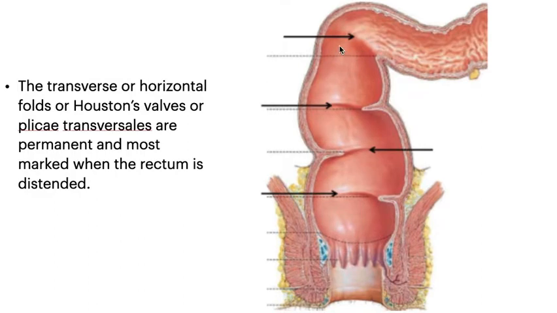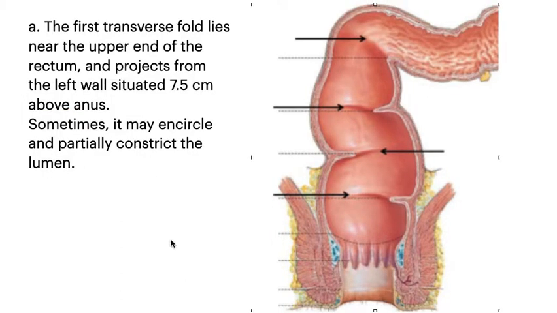Whereas the transverse folds are also called the Houston's valves or plicae transversales. These are permanent and most marked when the rectum is distended. Now coming to the first transverse fold, it lies near the upper end of the rectum, projecting from the left wall, situated 7.5 centimeter from the anus. Sometimes it may encircle and be partially constricting the lumen.